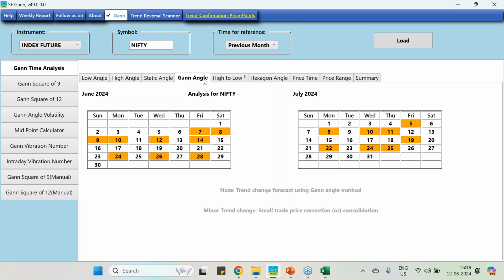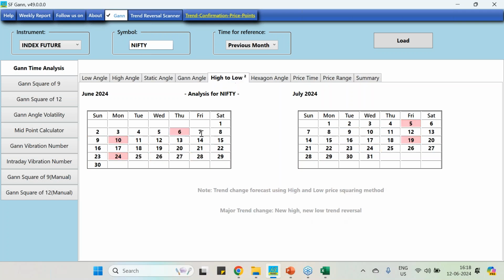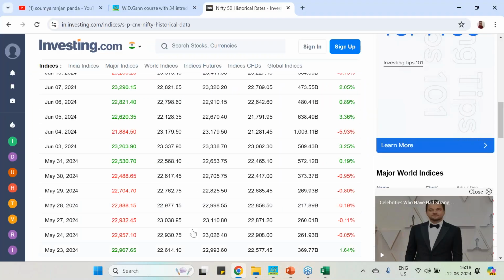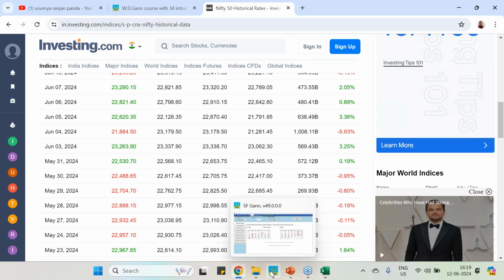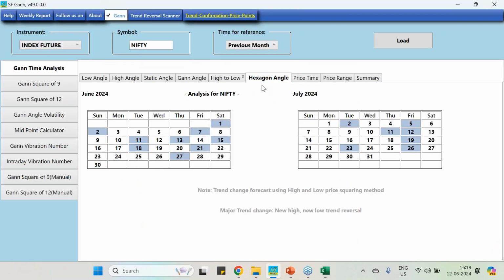Then we have the 7th on the Gann angle, because these are small corrections or consolidation days. Then the 6th also we had a trend change date. You can say the 6th did not work out because the 5th was a positive closing. We expected negative, but it closed positive. By this process, if you keep seeing different methods, you will see that approximately 65% of the time the market respects Gann's trend change date.